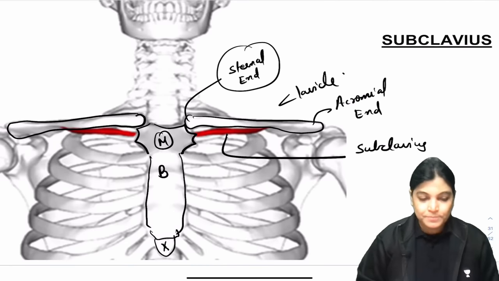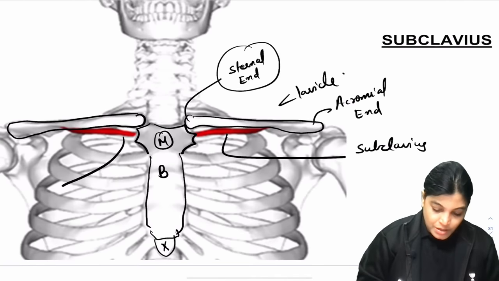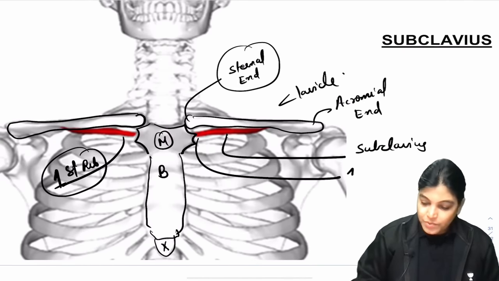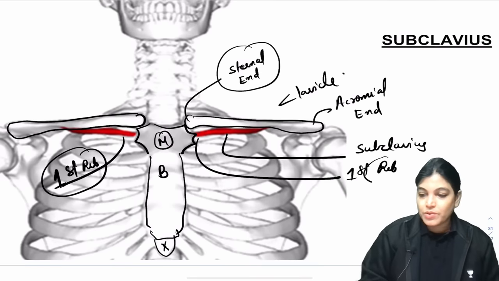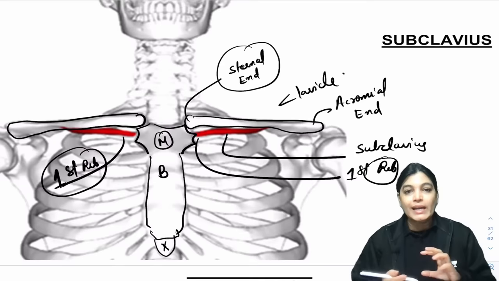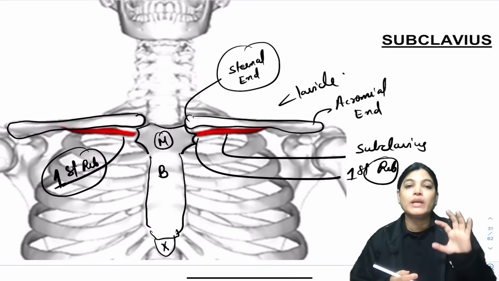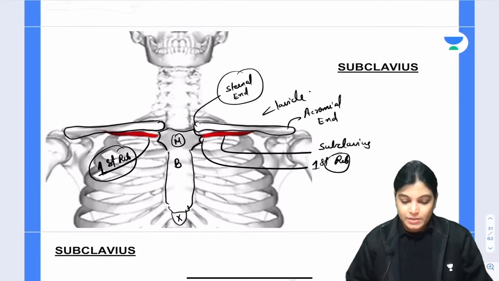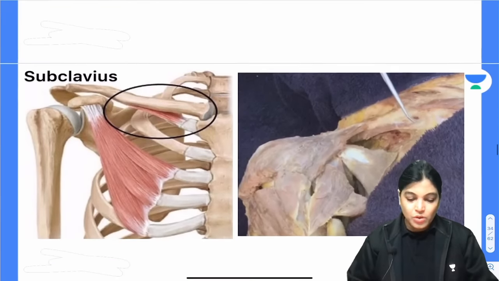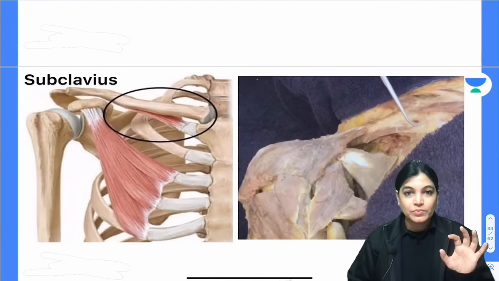So if you see its origin, it is originating from which rib? First rib. Which rib? First rib. So it is originating from the first rib and inserting onto the inferior aspect of the clavicle. Where it is inserting? Into the inferior aspect of the clavicle. So got it? I have included another diagram also, of the subclavius. There is one more beautiful diagram.